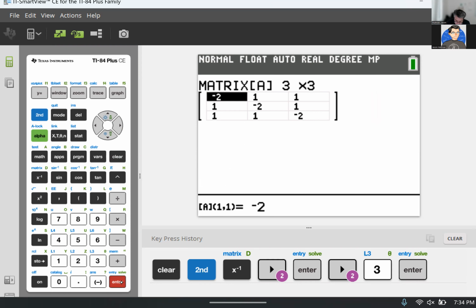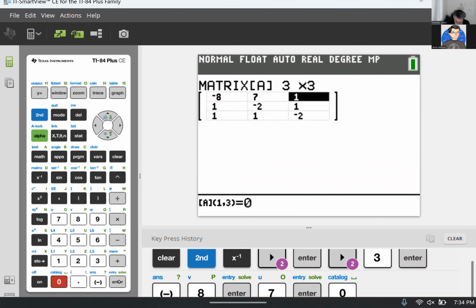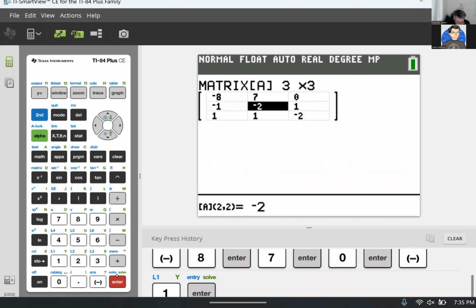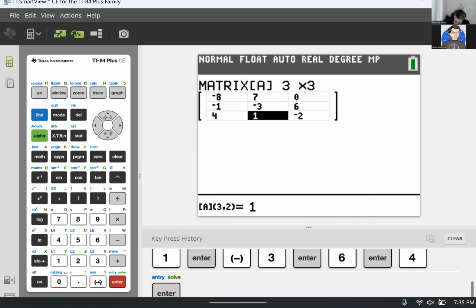Okay, matrix, and I want to plug in the values that we had from problem number 1. Negative 8, 7, 0, negative 1, negative 3, and 6, 4, -2, and -2, which is already there.